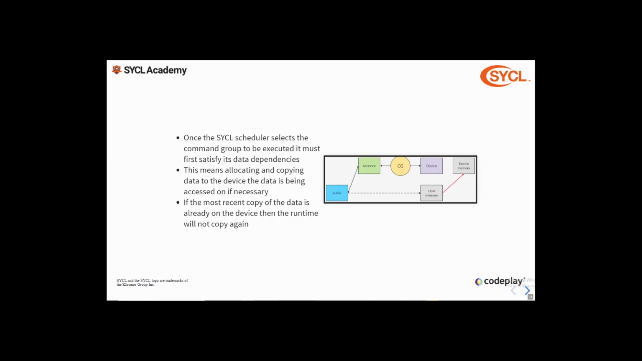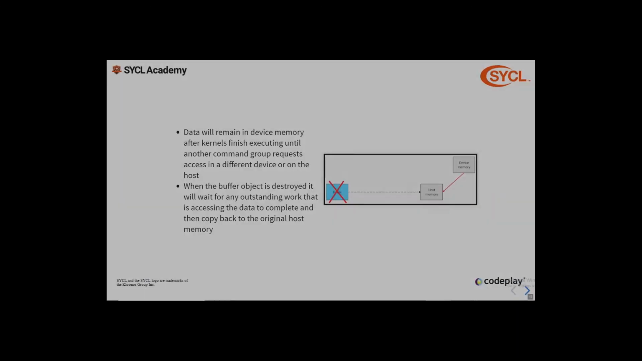However, if the latest modified copy of the data is already on the target device, it doesn't need to move. Sometimes the dependencies are on data already being written to by another kernel. In this case, it must wait for that kernel to complete before copying. Remember I said that buffers are lazy, so data will remain on a device even after the kernel is completed until it's requested elsewhere, or when a buffer is destroyed. When this happens, the buffer destructor will wait for the latest modified copy of the data to be copied back to the original pointer on the host application.